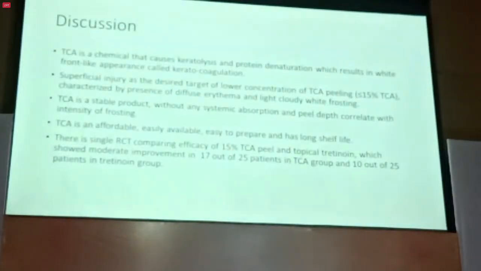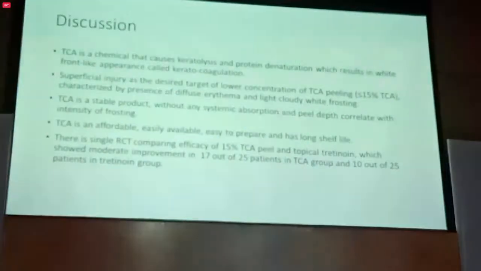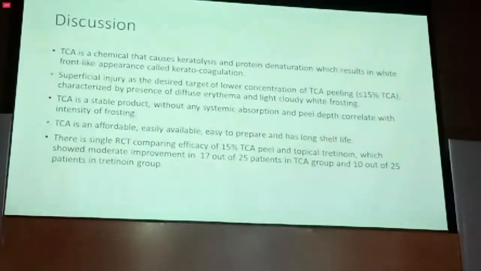Discussion. TCA is a chemical that causes keratolysis and protein denaturation that results in a white frosting appearance called keratocoagulation. Superficial injury is the desired target of lower concentrations of TCA, that is less than 15%, and is characterized by the presence of diffuse erythema and light cloudy white frosting.